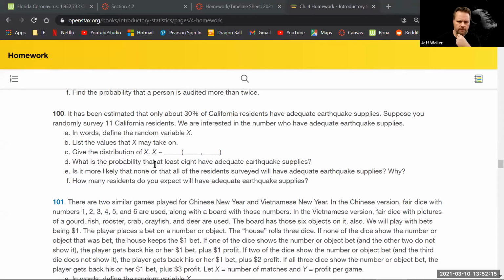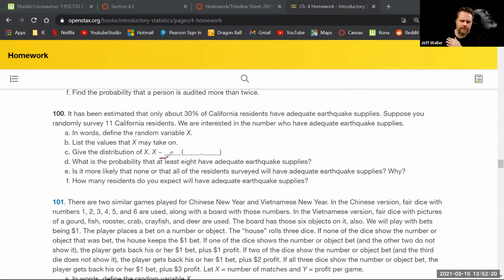Anything else from chapter 4 stuff before we get back into 5 and 6? Somebody has unmuted, but they're not saying it. Hello? So can you do the 100D and F? Okay, let me see. Isn't this the one we did? Isn't that the first one we did?